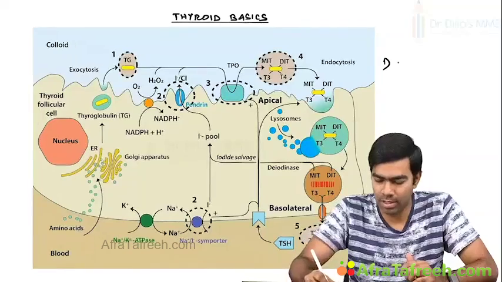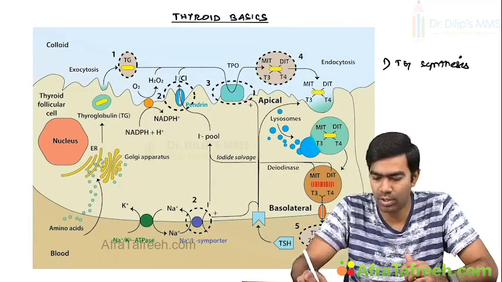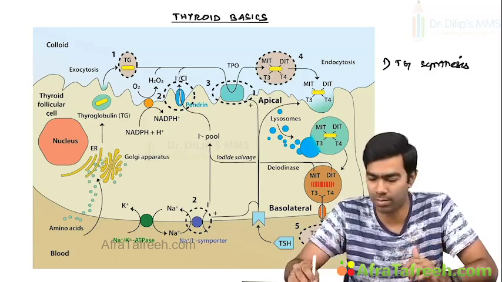So it is going to happen as a stepwise process. There are going to be 5 different steps that we are going to discuss under this heading. The first step is thyroglobulin synthesis, which means thyroid hormone synthesis usually kicks off or starts with thyroglobulin synthesis. This is step number 1.